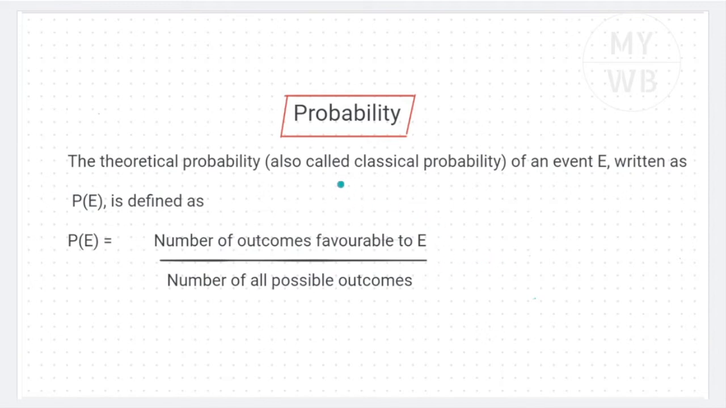The theoretical probability, also called classical probability, of an event E is written as P of E, and it is defined as the number of outcomes favorable to event E divided by the number of all possible outcomes. This is the single formula that will be repeatedly used in all the questions, and you will be hearing the words event, outcome, and favorable outcomes very often in this chapter. So let's discuss them one by one with the help of an example.